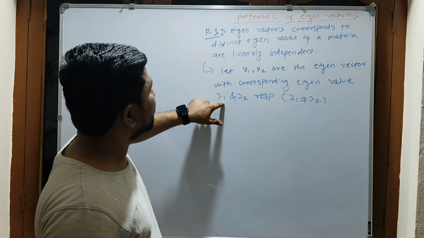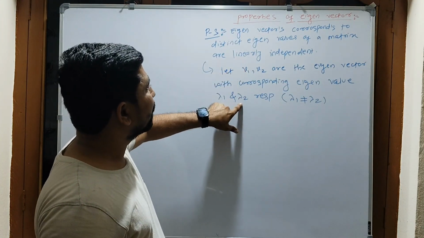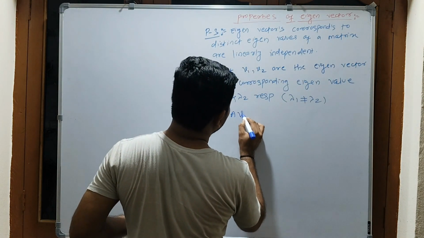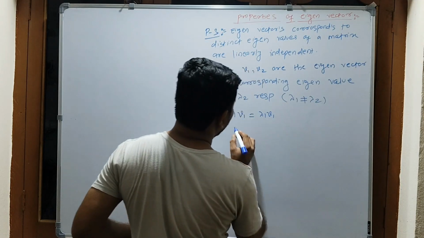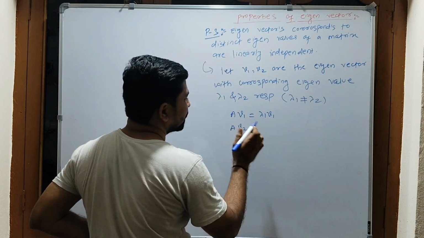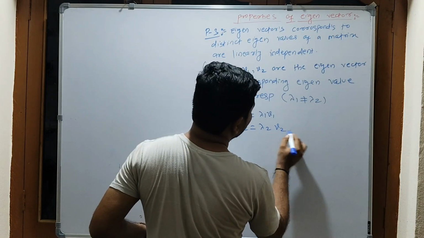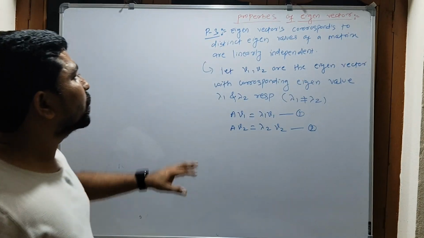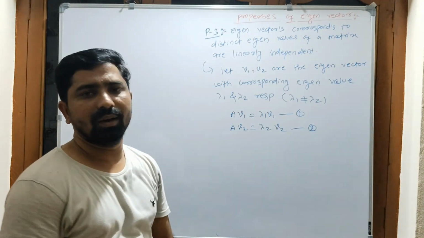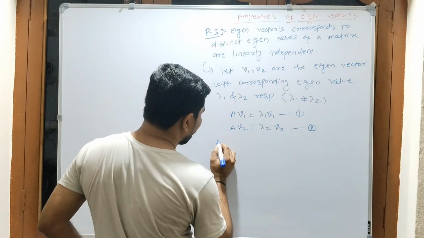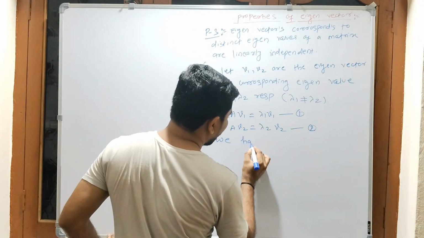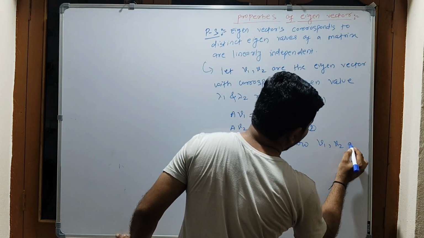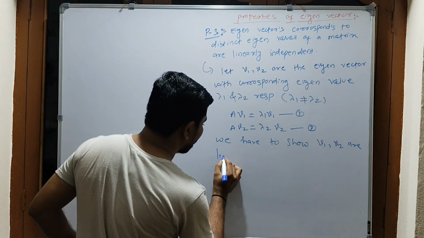Here, respectively means lambda 1 is the eigenvalue corresponding to v1 and lambda 2 is the eigenvalue corresponding to v2. This means that A times v1 is equal to lambda 1 v1, and A times v2, where A is a linear operator, is equal to lambda 2 v2. This is the given information. I will call this 1 and this 2. My aim is to show v1 and v2 are linearly independent.